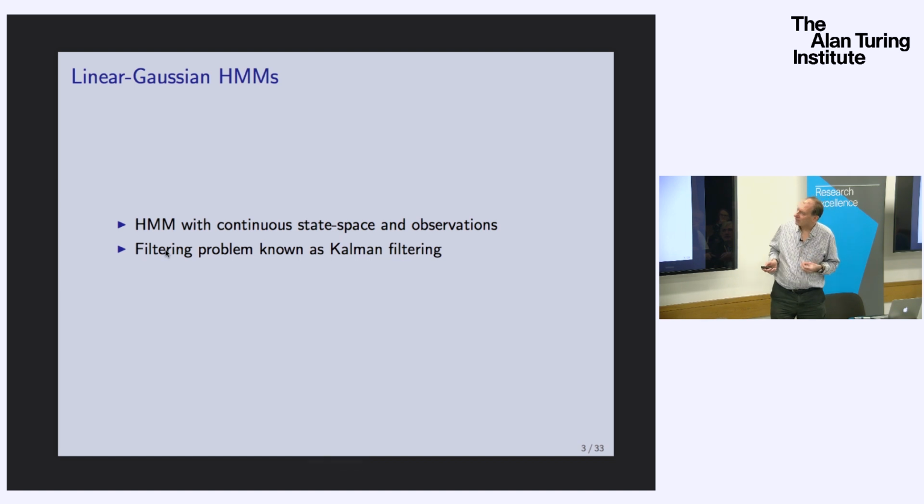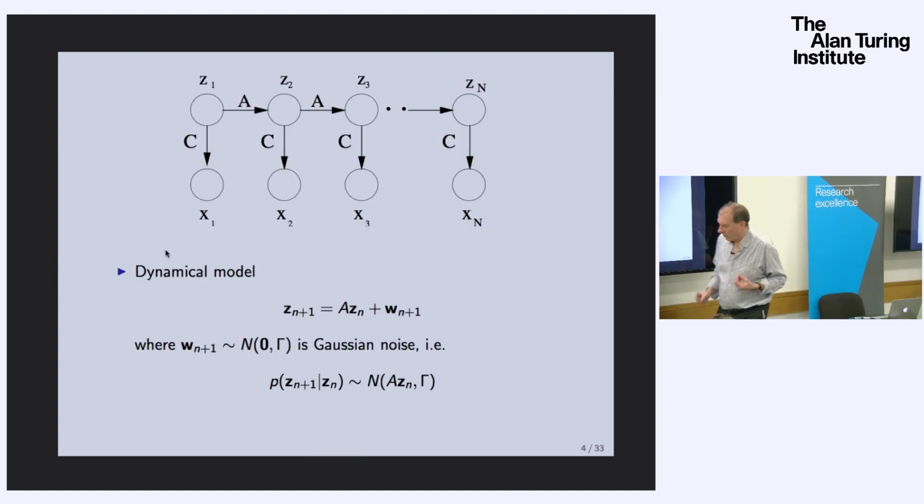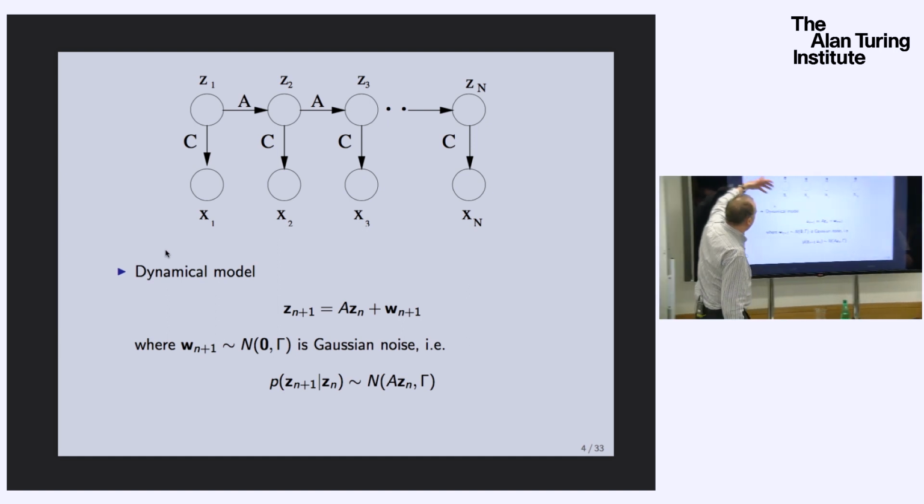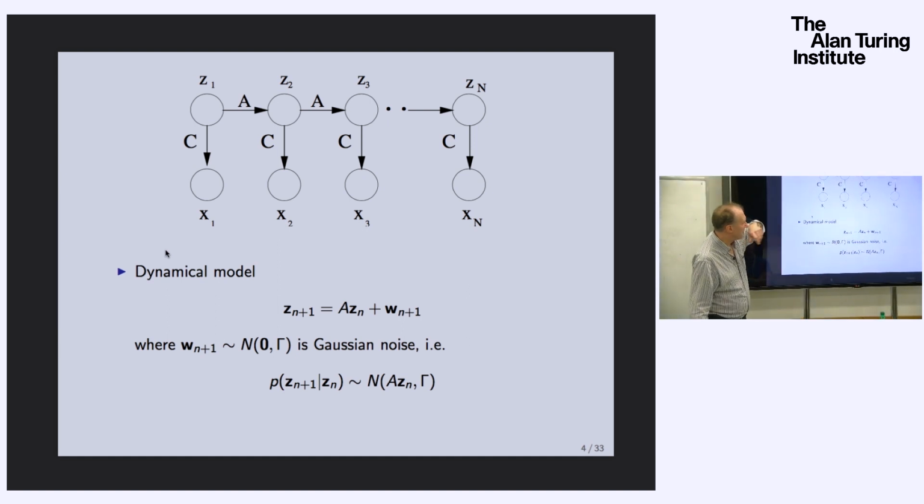So, we have a continuous state space, and in that situation, the filtering problem is known as Kalman filtering, due to Rudolf Kalman, who invented this in 1960. We have the same graphical model that we had before with the z's and x's, but now there's something different. The z's are continuous valued, and we're going to assume there's a dynamical model for the z's.